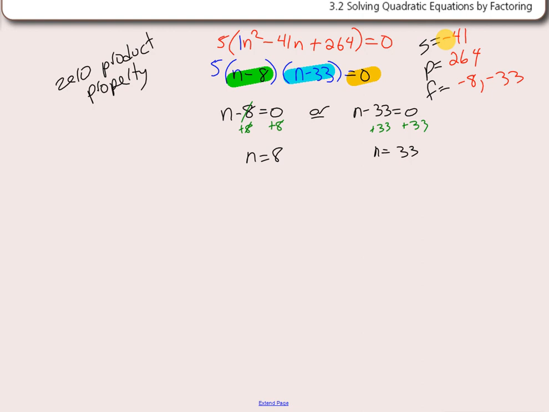So we have two answers. Box them in. When you know that they work, box them in. The reason there's two answers is because we get a quadratic. When we have n to the 2, or x to the 2, this is telling you that there's probably going to be two different answers.